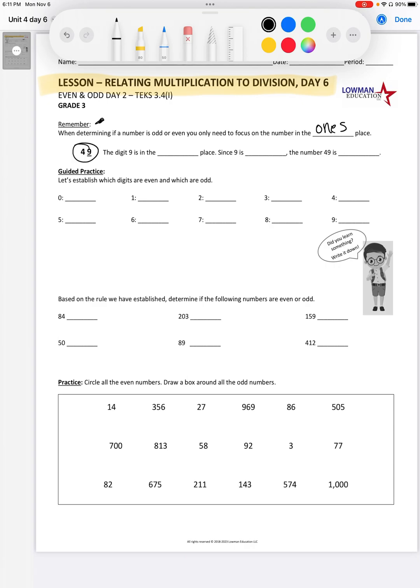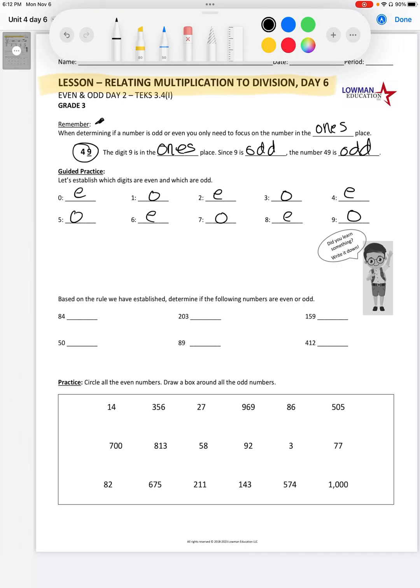The digit 9, right here in this number 49, is in the ones place. Since 9 is odd, the number 49 is odd. And then right here, we're going to just briefly go over these. 0 is even, 1 is odd, 2 is even, 3 is odd, 4 is even, 5 is odd, 6 is even, 7 is odd, 8 is even, 9 is odd. There's a little song for you.